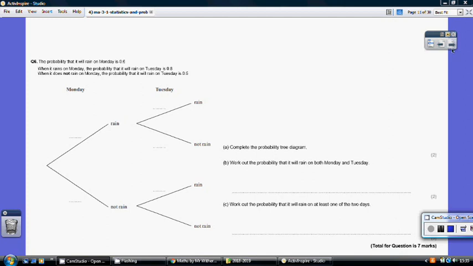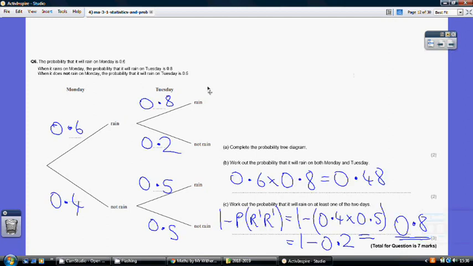Question 6. So you just have to be a bit careful here as you fill in your probabilities. So on Monday, the chance that it will rain is 0.6. So not raining must be 0.4. The two together have to equal a whole.